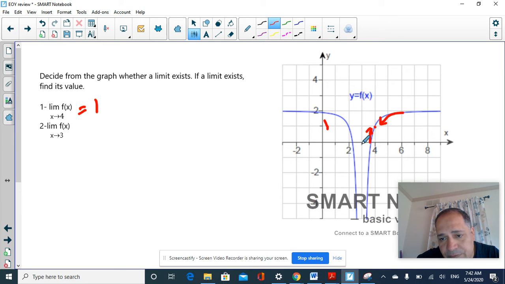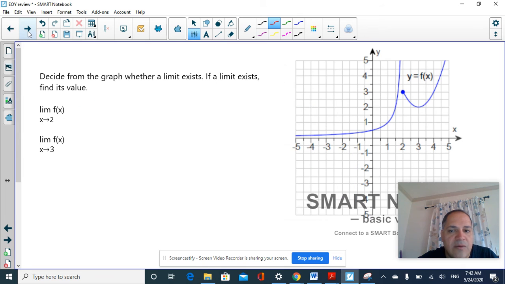The second part is when x approaches 3. So this is a 3, this is a 3, and from the graph, from the left, the function approaches what? Infinity. And from the right, it approaches what? Infinity. So the limit here is unbounded. Unbounded, so the limit doesn't exist. Okay? Does it make sense? Okay, perfect. One more question.